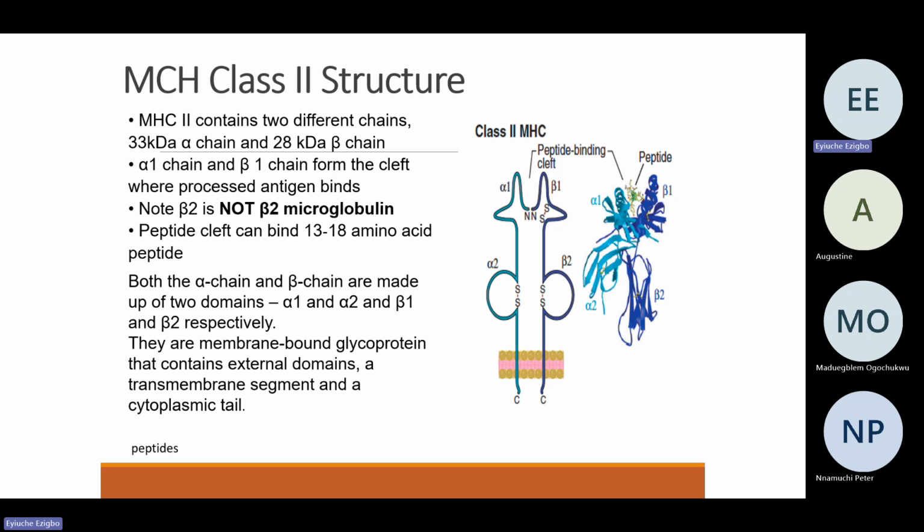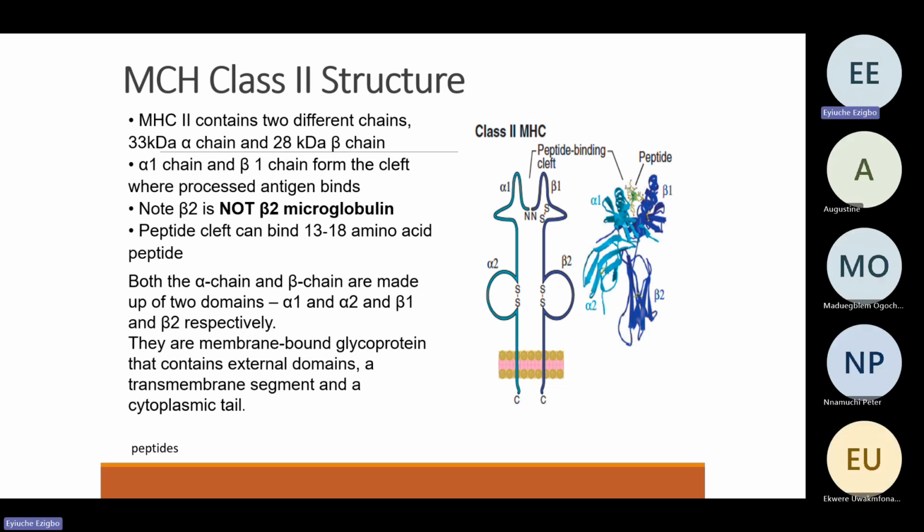Both the alpha chain and the beta chain are made up of two domains. You can see the alpha chain and the beta chain. The alpha chain is made up of two domains, alpha 1 and alpha 2. The beta chain is made up of two domains, beta 1 and beta 2. They are membrane-bound glycoproteins.